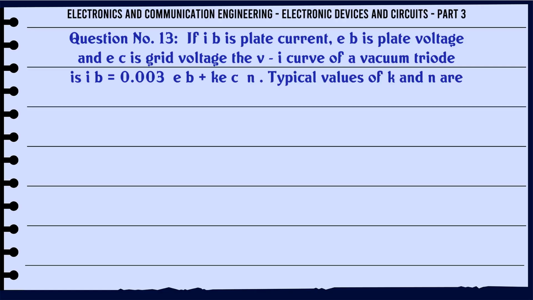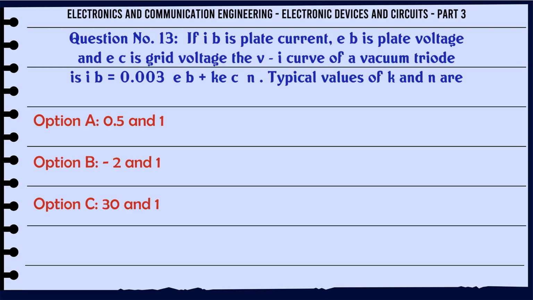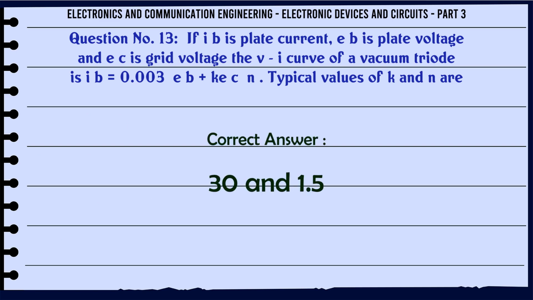If IB is plate current, EB is plate voltage and EC is grid voltage, the VI curve of a vacuum triode is IB = 0.003 (EB + K·EC)^N. Typical values of K and N are A. 0.5 and 1, B. 2 and 1, C. 30 and 1, D. 30 and 1.5. The correct answer is 30 and 1.5.